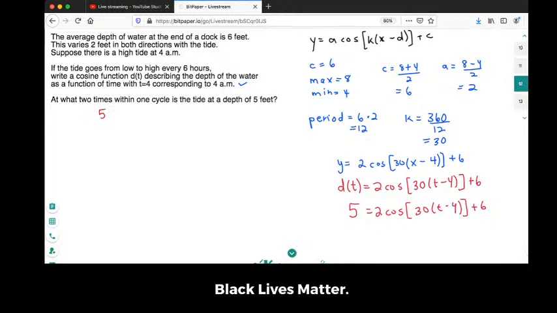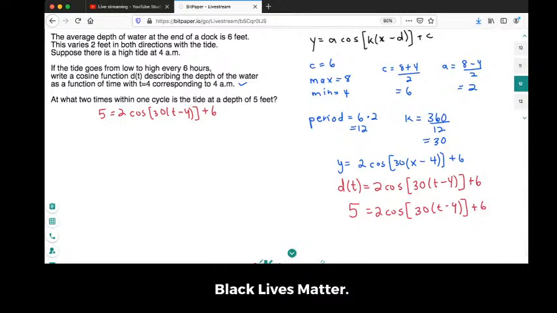Again, I'm just going to copy this here. So 5 equals 2 cos 30 t minus 4. And I know for some people it's been a while since they've done straight up algebra. I always used to teach my younger students that algebra is just BEDMAS backwards. So what do we do first? Well, we first start with subtraction and addition. So we go ahead and move the 6 over.